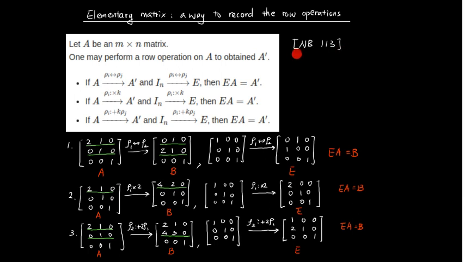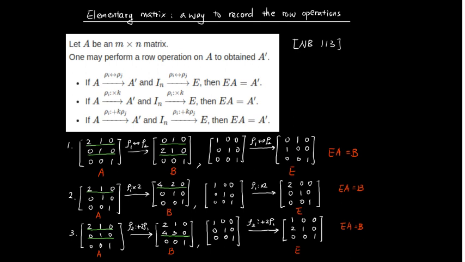So the content is copied from Linear Algebra Notebook number 113, and you can find the link below this video. It says that if A is an n by n matrix, then we can perform a particular row operation, following our notation like this, and apply it to A to get A prime. If I apply this action to A to get A prime, then I can apply the same action to the identity matrix to get a matrix E. Okay, it seems a little bit fast. Let's look at an example.